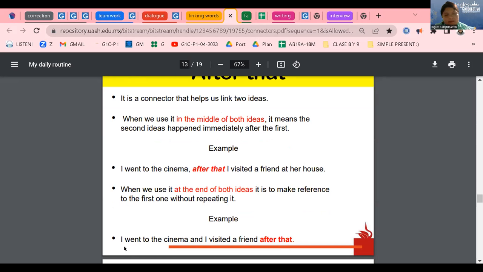Después de eso se refiere a después de haber ir al cine. Ajá, eso es lo que nos referimos acá. Cuando lo utilizamos al final de ambas ideas, miren, acá tenemos las dos ideas. Fui al cine y visité a una amiga. Este after that lo utilizo yo como referencia para referirme a la primera idea, sin repetirla. Después de eso se refiere a después de haber ido al cine. Ok, entonces podemos utilizar en estos dos casos, puede ir en medio o puede ir al final.